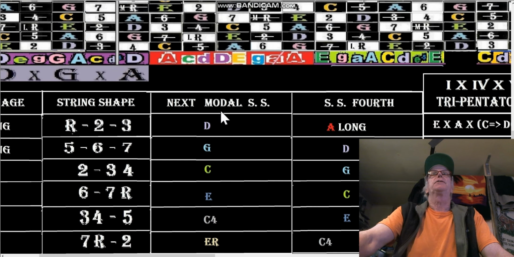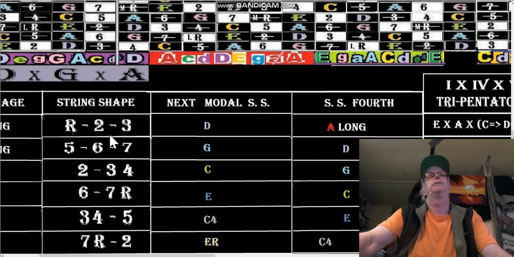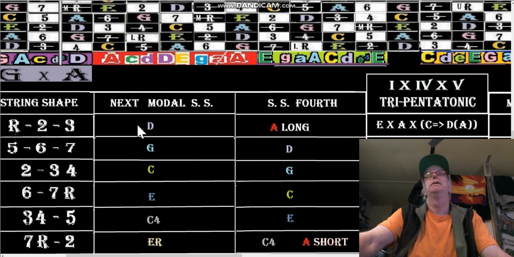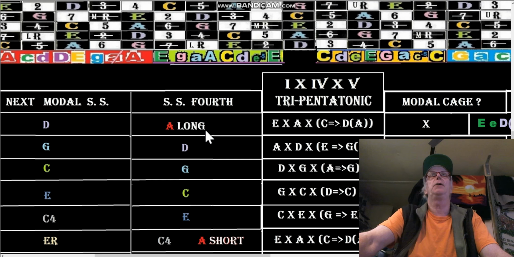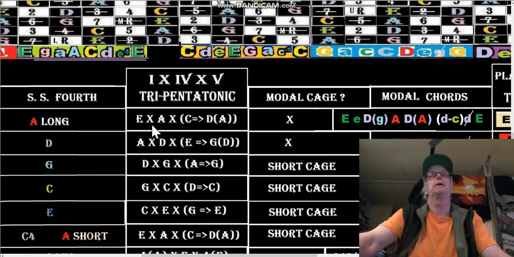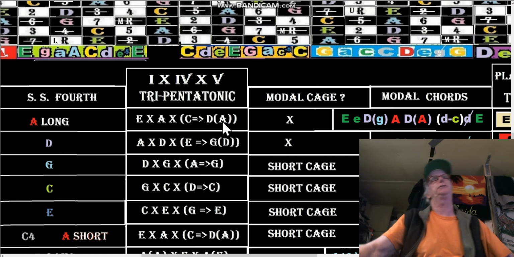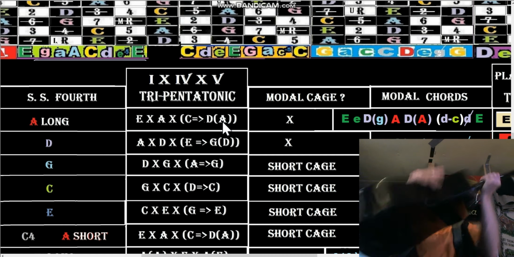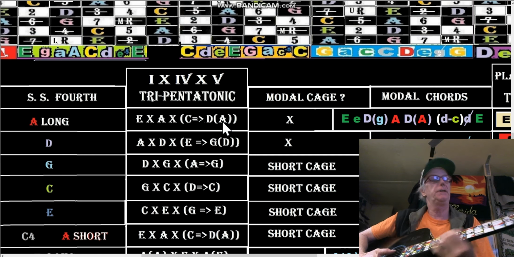So here, the next modal string shape for the root 2-3 is the D. The string shape for the fourth is the A long. That'd be the string shape underneath it, too, right? Now let's look at pentatonic. We can go from the D to the A shape. Can we get away with that? In the long patterns, we certainly can get away with it. Okay, in the E shape.